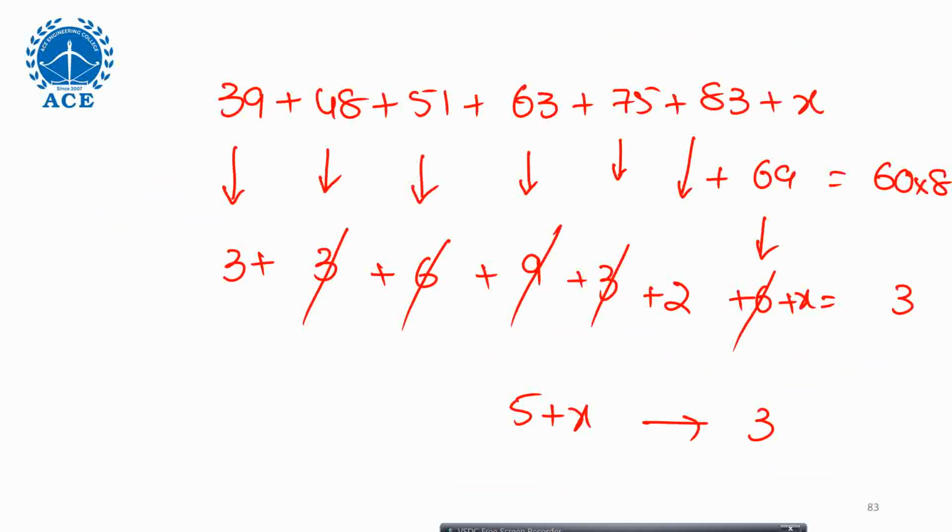If I take 52 in x, what is 5 plus 2? 7. 5 plus 7? 12. 1 plus 2 is satisfied. If I take 51, 5 plus 1 is 6, 5 plus 6, 11, 1 plus 1, 2 only will come. But I want 3. There are n number of methods actually.